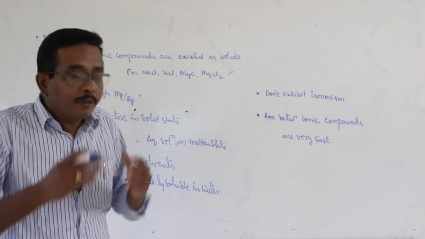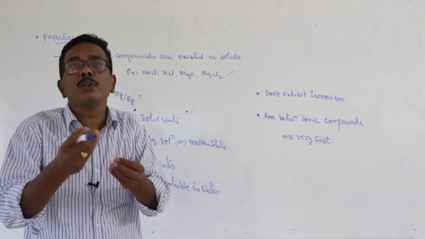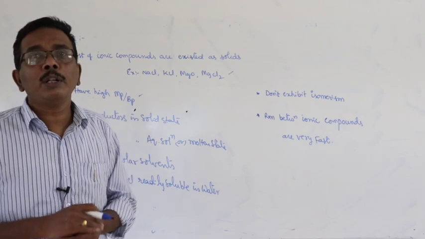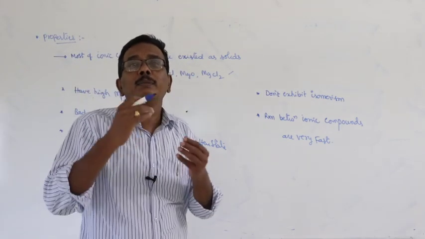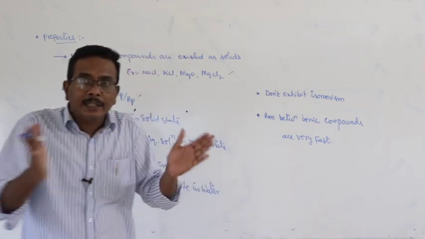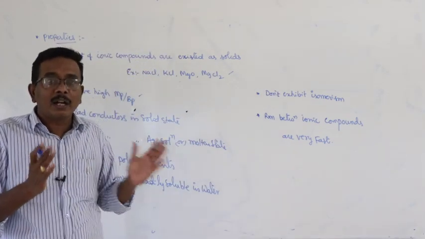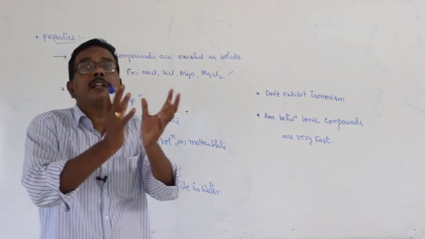When you are subjecting a solid to heating, it goes to the molten state. On continuation of the heating, that molten liquid changes to vapor state. Here the inter-ionic attractions, or electrostatic attractions, are broken down by supplying heat energy.